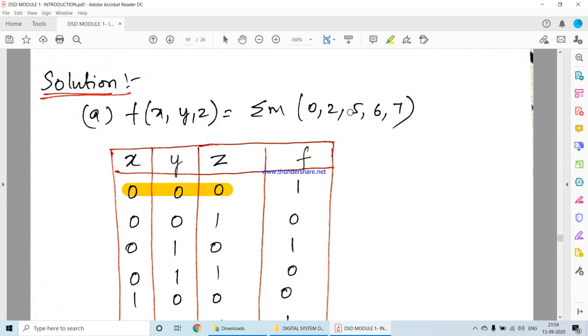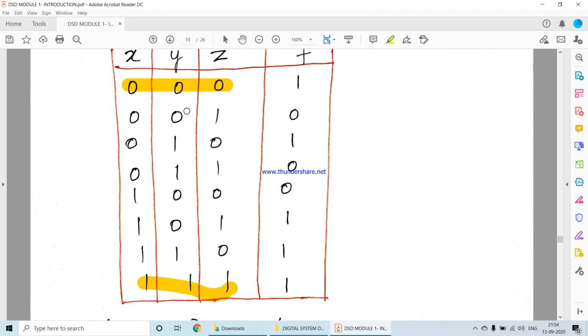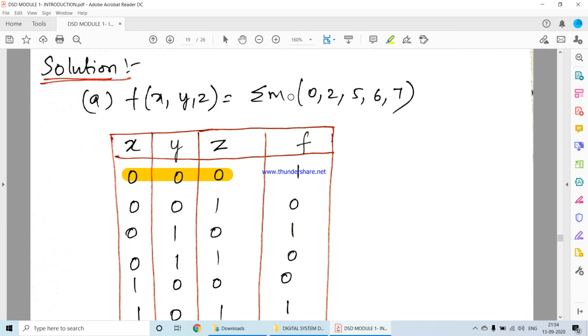0, 2, 5, 6, 7. These entries will take 1 in the output. Other entries which are not present inside this bracket will take 0. Therefore, 0, 0, 0, whose decimal value is 0, 0 is there, so that will have output 1. Coming to 1, 0, 0, 1, no entry. Therefore, that will take 0.